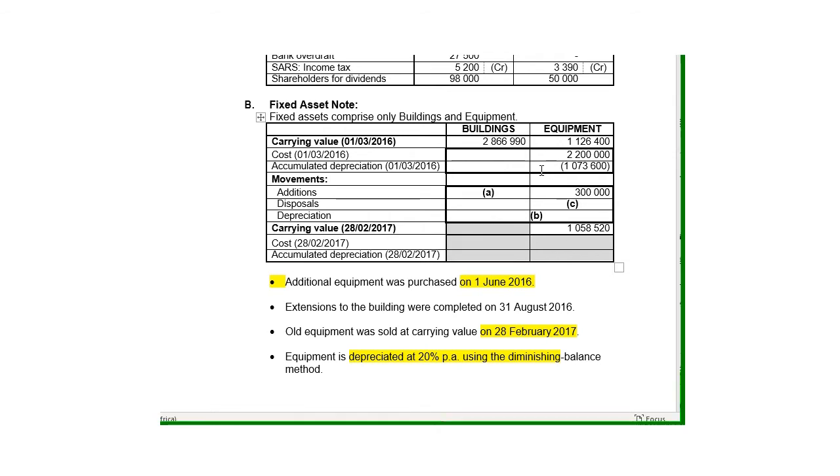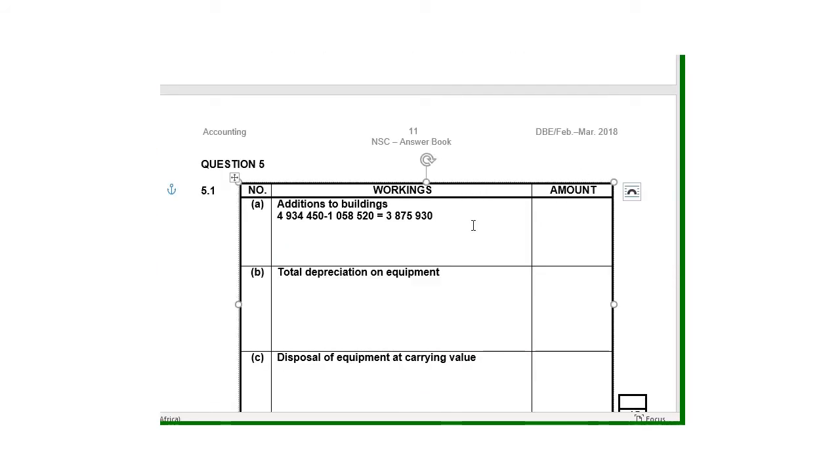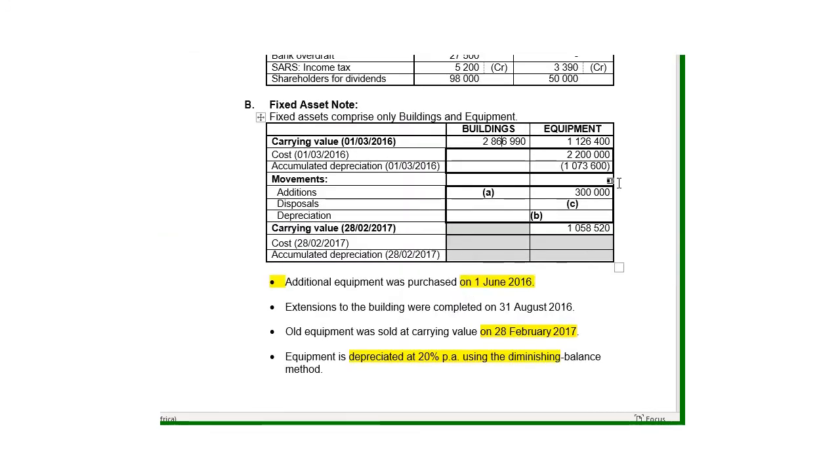So the total of 3875930 minus 2866990 will give me the additions. From that, I must simply minus the carrying value at the beginning, 2866990, and that gives me the additions for the year. And that is 1,008,940. So now we can move on to number B.